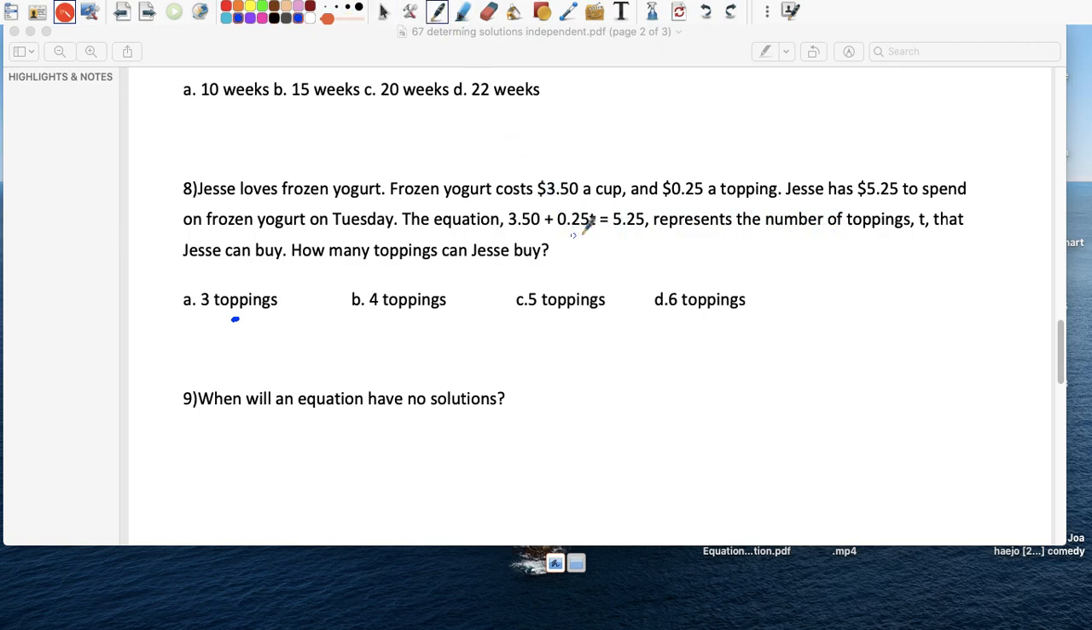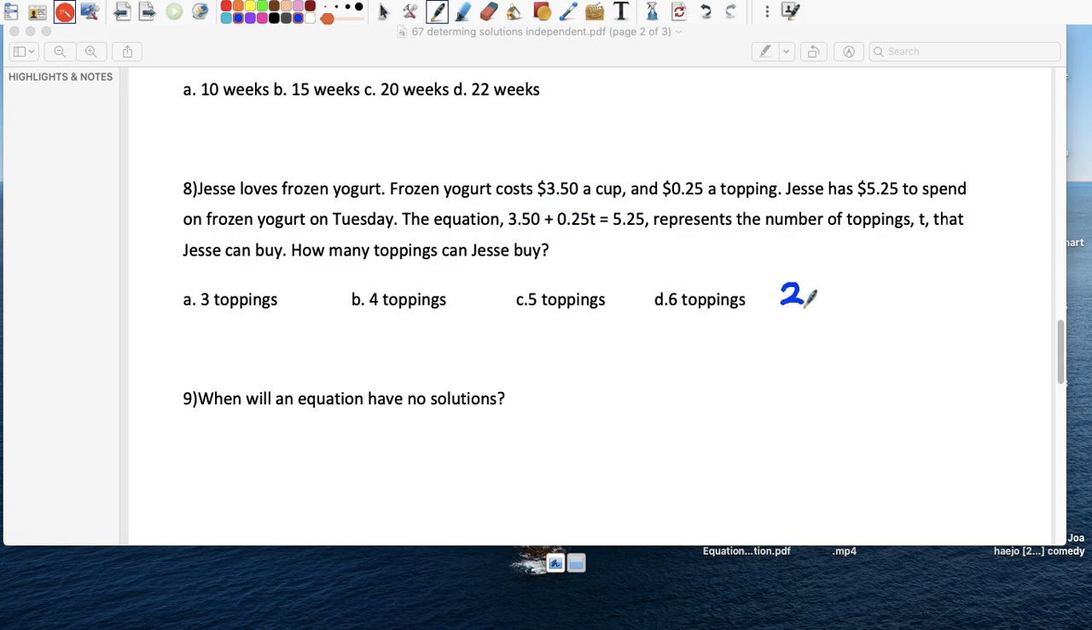The equation represents a number. The equation represents cuántos toppings, cuántos de estos? How many toppings of 25 cents she can put on her yogurt? Cuántos toppings diferentes puede poner arriba del yogurt. So, that's the equation.